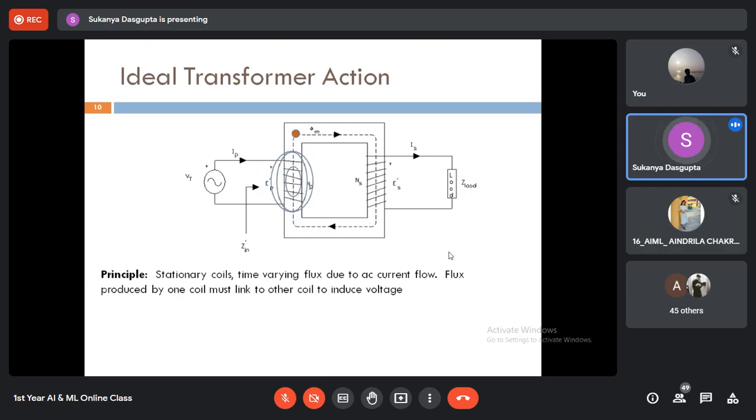Is it clear to everyone? You can see flux is only flowing through the core, so it will be linked with the primary coil as well as with the secondary coil, and definitely there will be some leakage flux which will link neither with the primary nor the secondary coil. That leakage flux will create some noise, some errors in the transformer working. Definitely that will cause some losses.